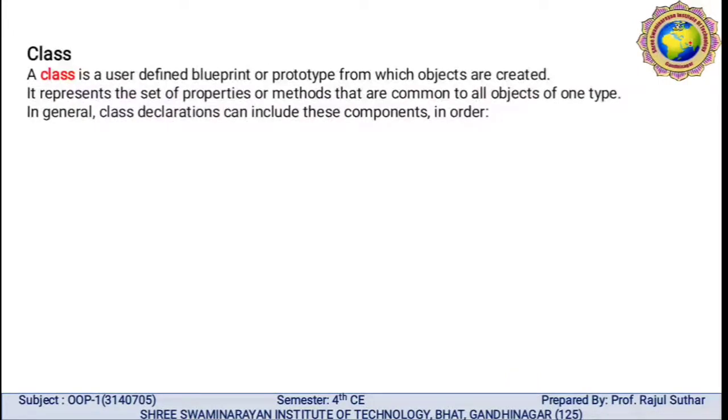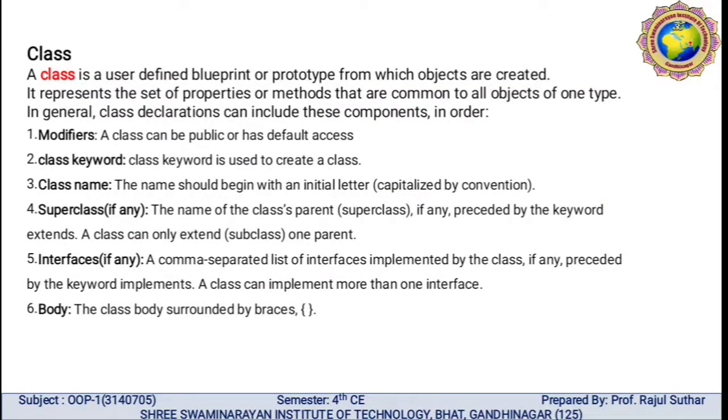A class is a user defined blueprint or prototype from which objects are created. A class is nothing but user defined. The user can create their own class. It represents the set of properties or methods that are common to all objects of one type. In general, a class declaration can include these components in order. First, modifier. What do you mean by modifier? A class can be public or have a default access, that is called access modifier.